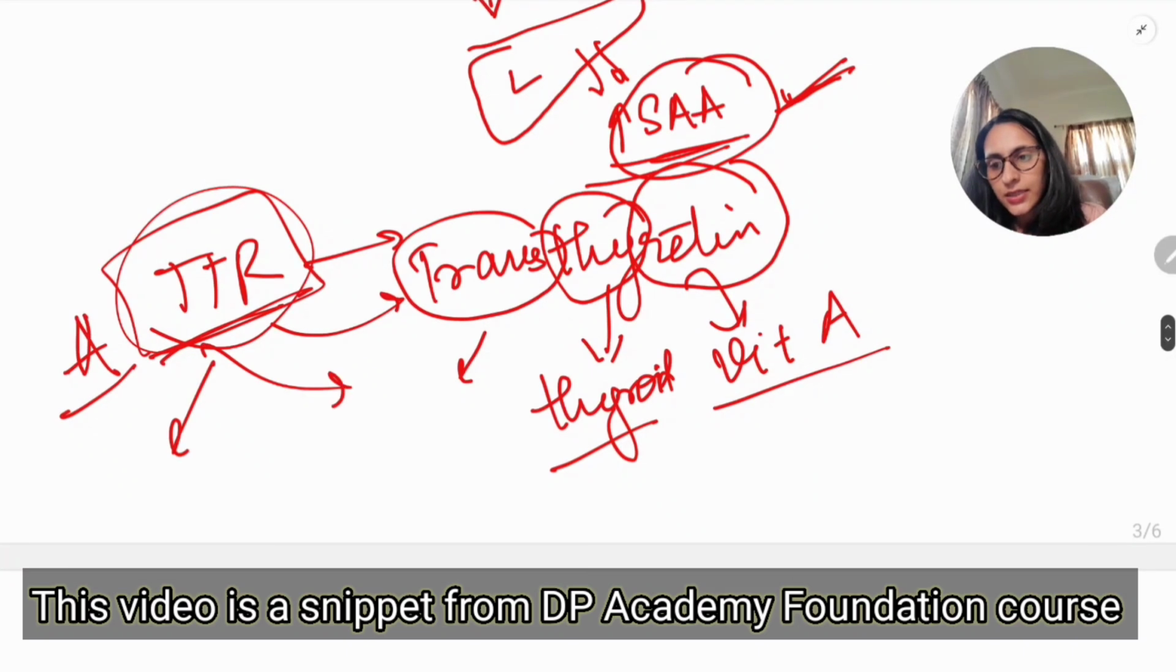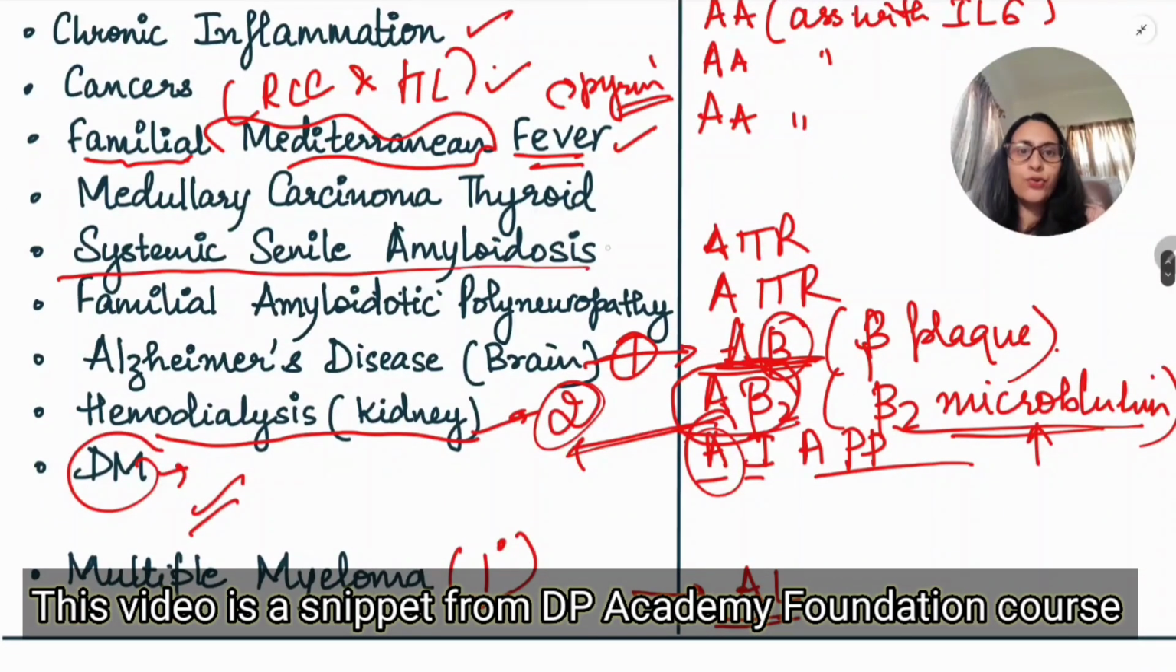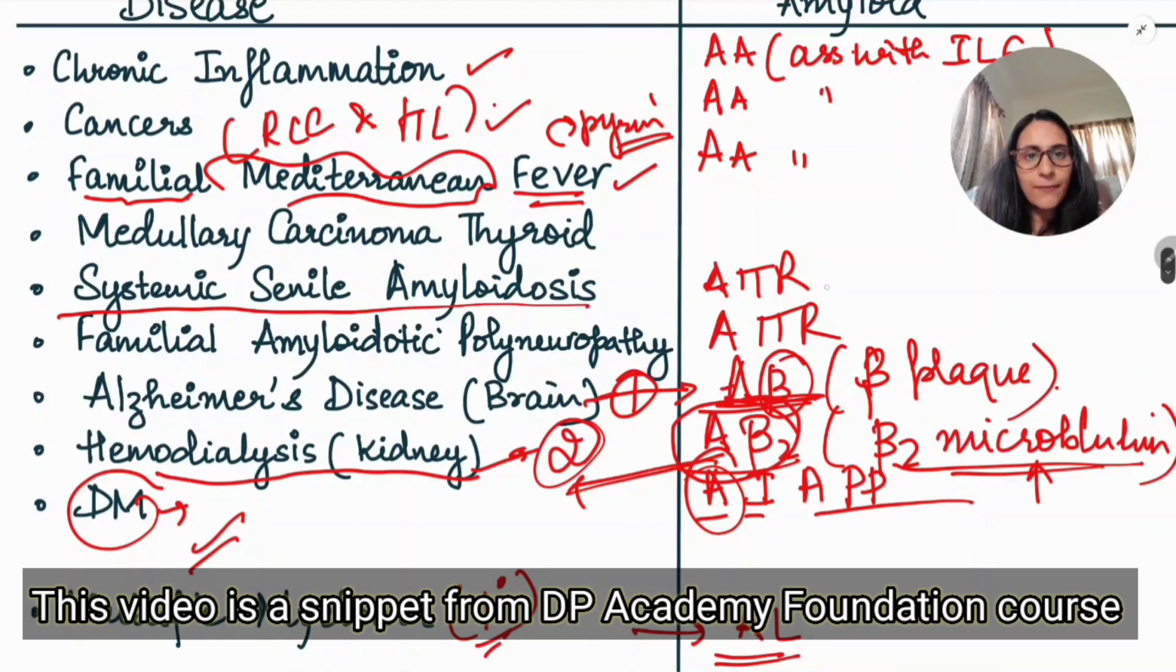Either there is an increase in the quantity of TTR, which means there is going to be an excess amount of TTR. In that case, it results in systemic senile amyloidosis. So ATTR increase in the quantity. Quantity means there is going to be an excess of this.